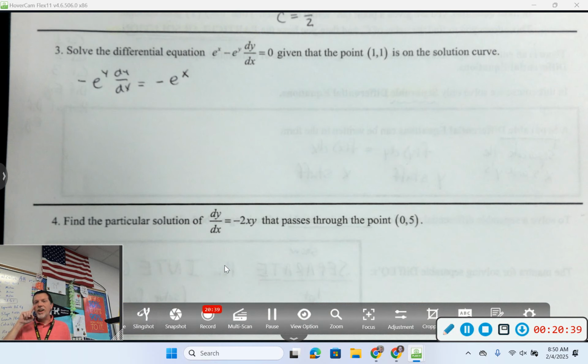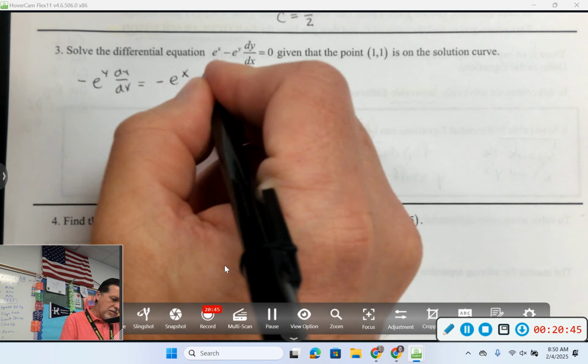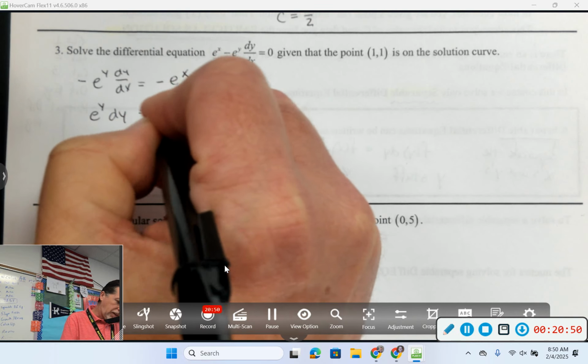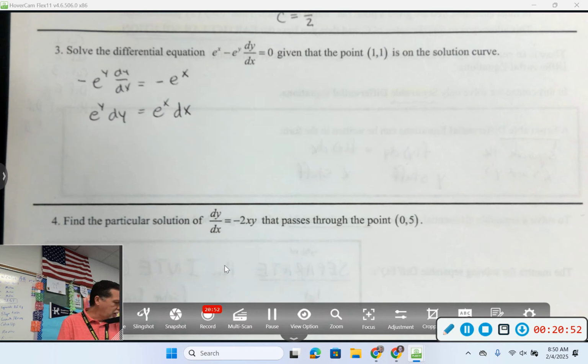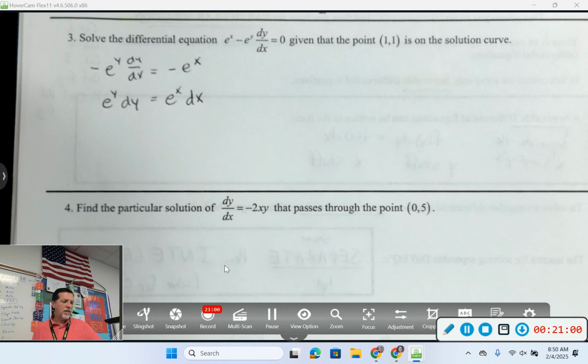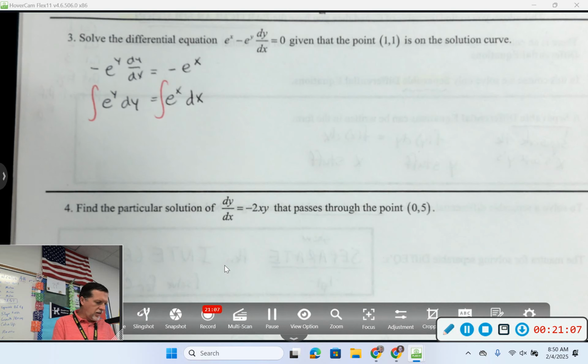Oh, then the negatives will cancel, so that's nice. And then let's just multiply the dx over. So e to the y dy equals e to the x dx. There's our separate step. Congratulations. Partial credit already achieved. Then we'll integrate both sides.